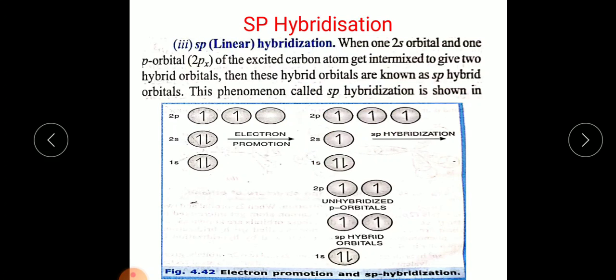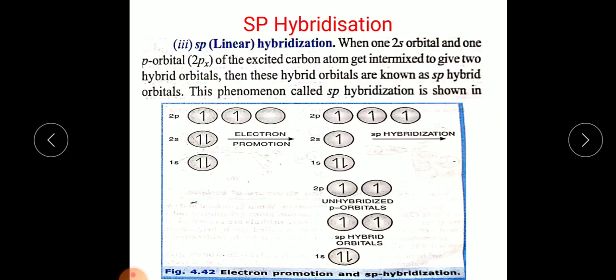In sp hybridization, one 2s orbital and one p orbital get intermixed to give you two hybrid orbitals. So sp is a linear hybridization, and we know that the bond angle is 180 degrees. When one 2s orbital and one p orbital, that is 2px, of the excited carbon atom get intermixed to give two hybrid orbitals, these hybrid orbitals are known as sp hybrid orbitals, and the phenomenon is called sp hybridization, as shown in the figure. We'll see that figure later on.